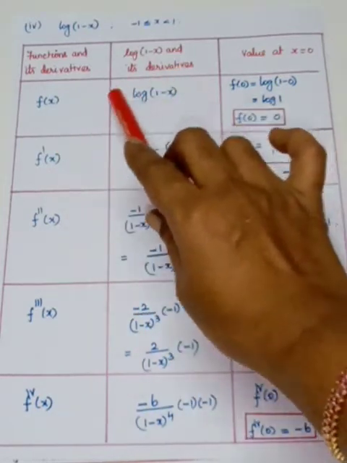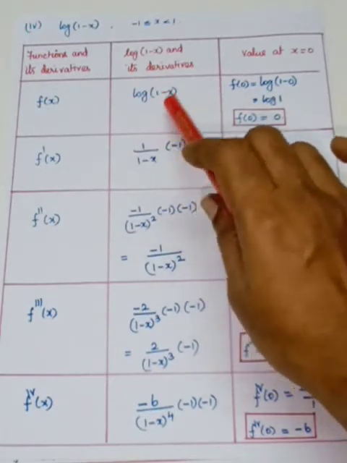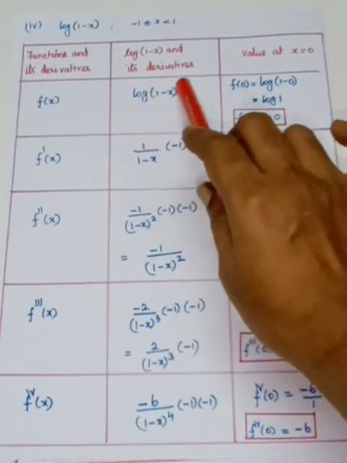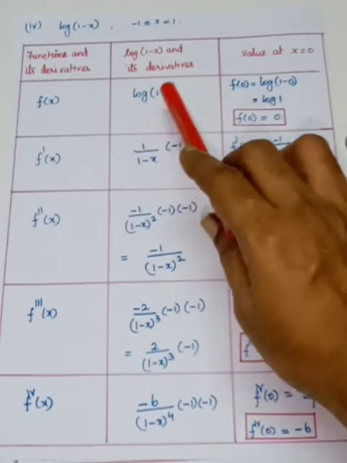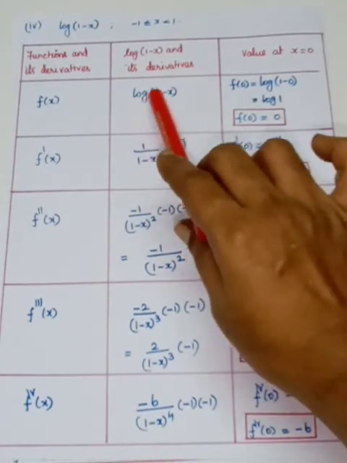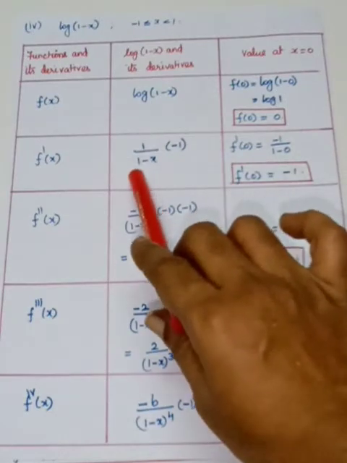So log of 1 minus x has to be differentiated. First, you have to use the chain rule. For that, 1 minus x is kept as x, so it is in the form of log x. What is the differentiation of log x? 1 by x. So it is 1 by 1 minus x.